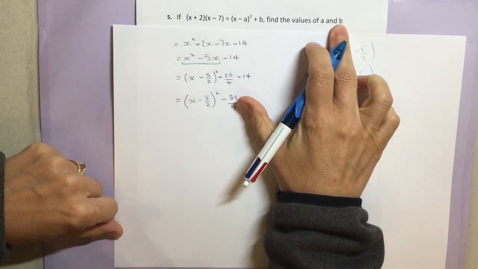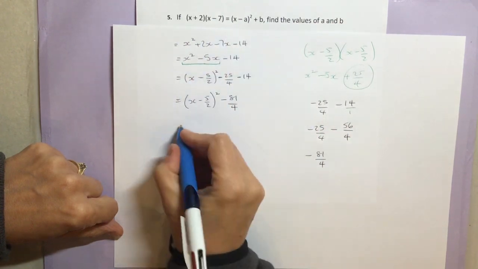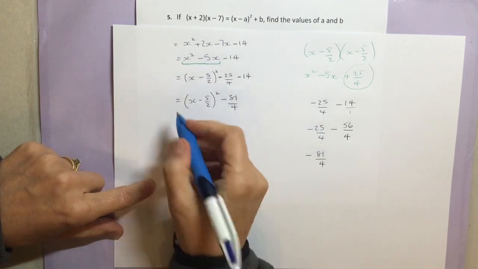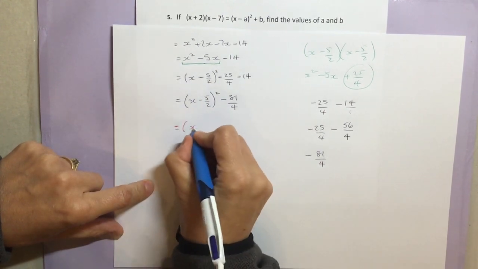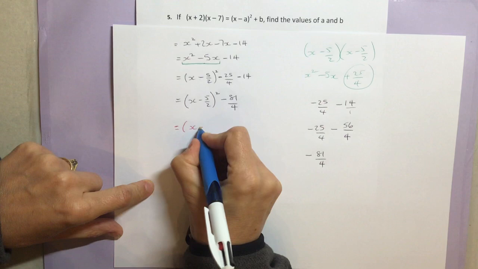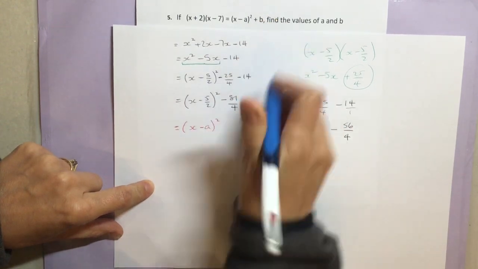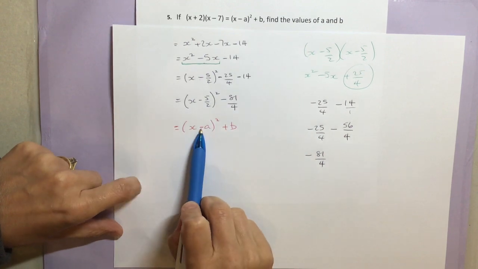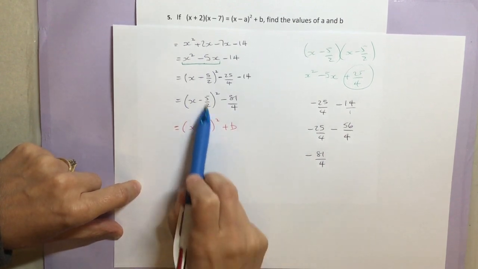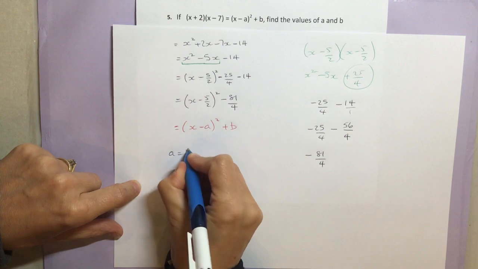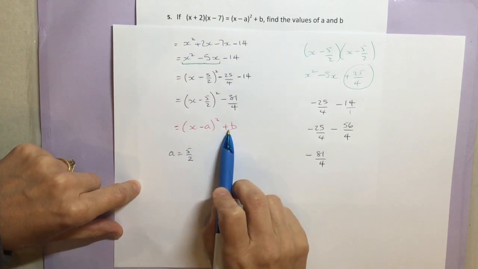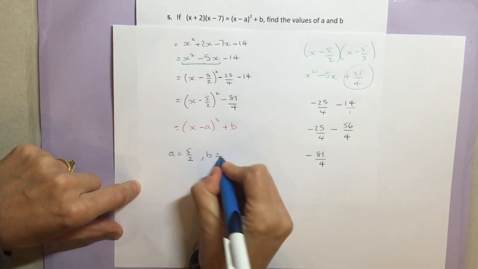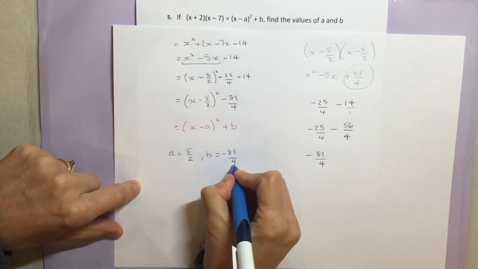Find the values of a and b, it's asking me to do, and let's have a look at what it wants this to look like. So I'm going to write this underneath. Let's do that in red so you can see it. I want that to look like x minus a this time, squared, plus b. So looking at this, this is take away a, this is take away 5 over 2, so a must be 5 over 2. And then b here, plus b, but this is negative, so b must be minus 81 over 4.